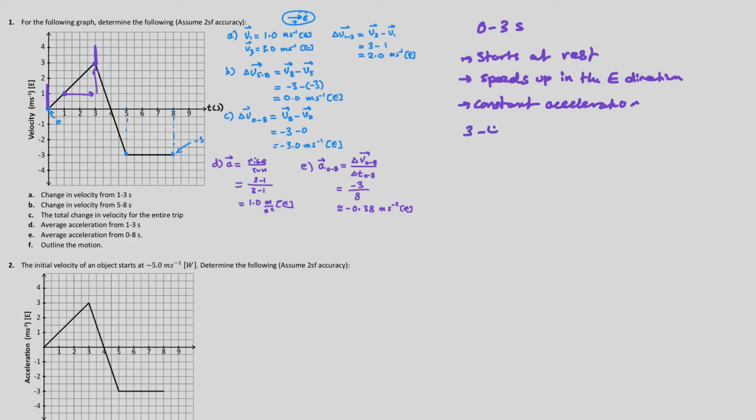And then we have 3 to 4 seconds. Let's do that using a different color so that we can see it a little bit easier. So that's here to here. What's happening here? Velocity is decreasing from 3 all the way to 0 again, so it's slowing down. Which way is it moving? The velocity here is in the east, so it's still moving in the east direction. And constant velocity. Sorry, constant acceleration.